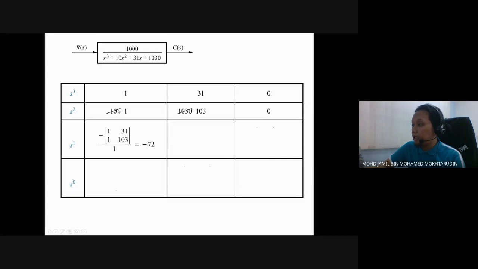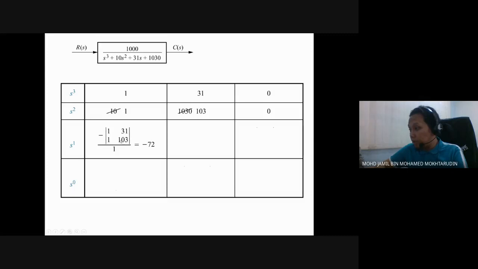So here it divides by 10 because you can factorize the value of tens from the value 10 here and 1030. But if you are confused with this simplification, you can just use the value 10 in this determinant, and the value 1030 in this determinant. It will produce the same value, okay.